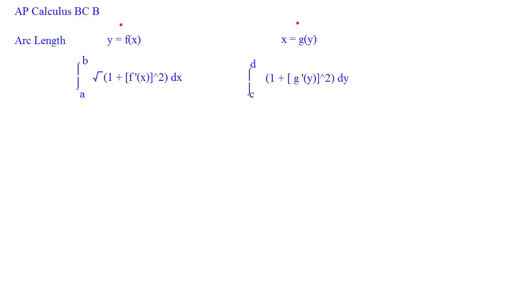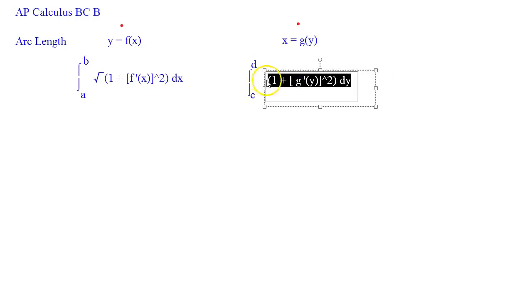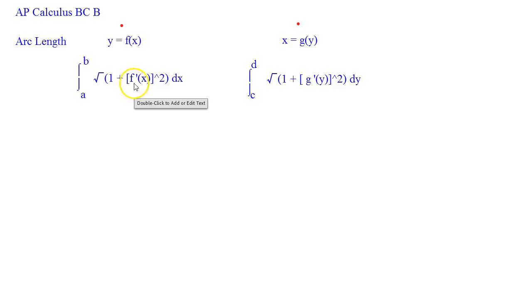Okay, and basically, oops, I forgot to add the square root to this one. Let me add that real fast. Boom, boom, boom. There we go. Okay. Basically, it's the integral of the square root of 1 plus the derivative of f of x squared dx. And so if you just find the integral of that, then you're good to go.